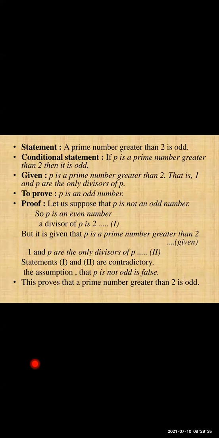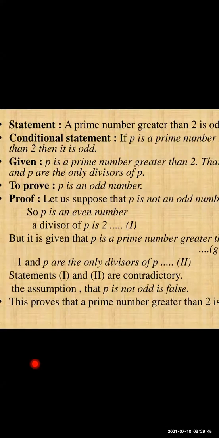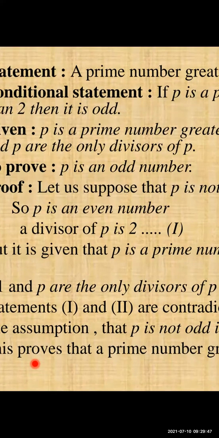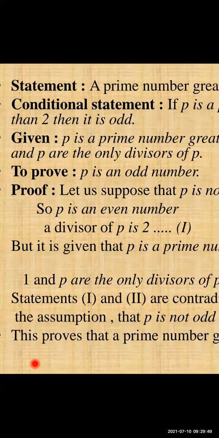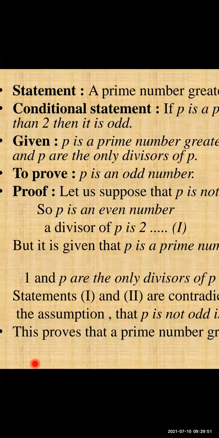And what do we have to prove? We have to prove that P is an odd number. Whatever is in the "then" part that we have here, then it is odd. So that we have to prove, that P is an odd number.